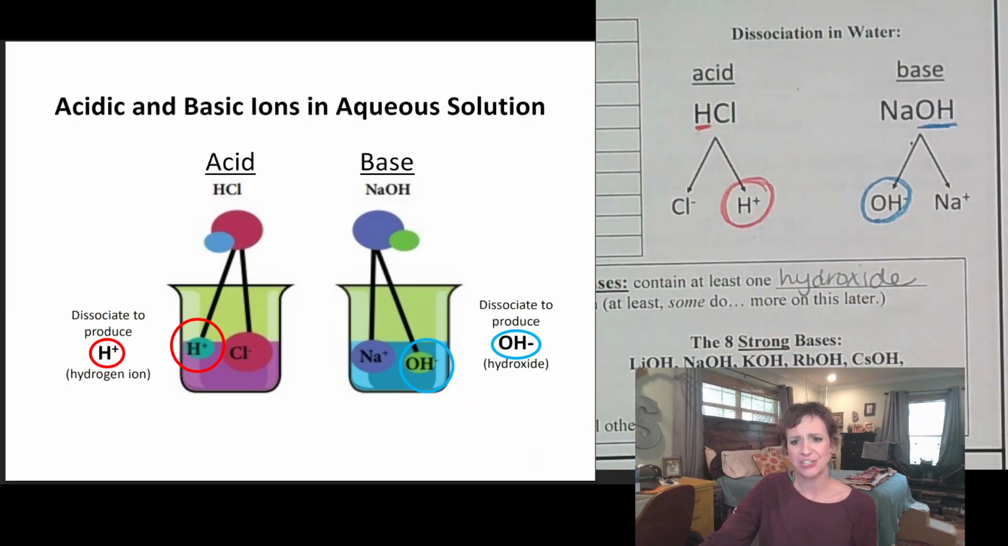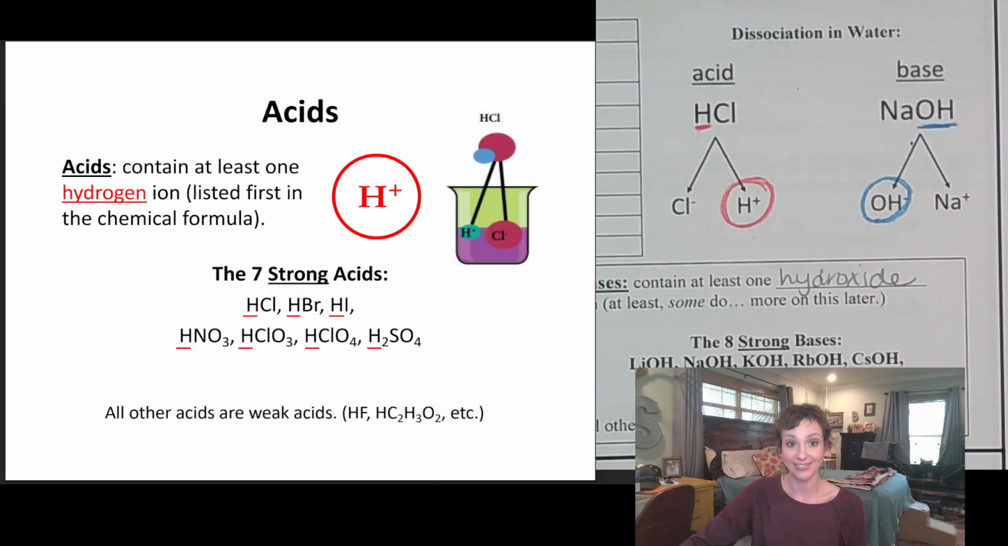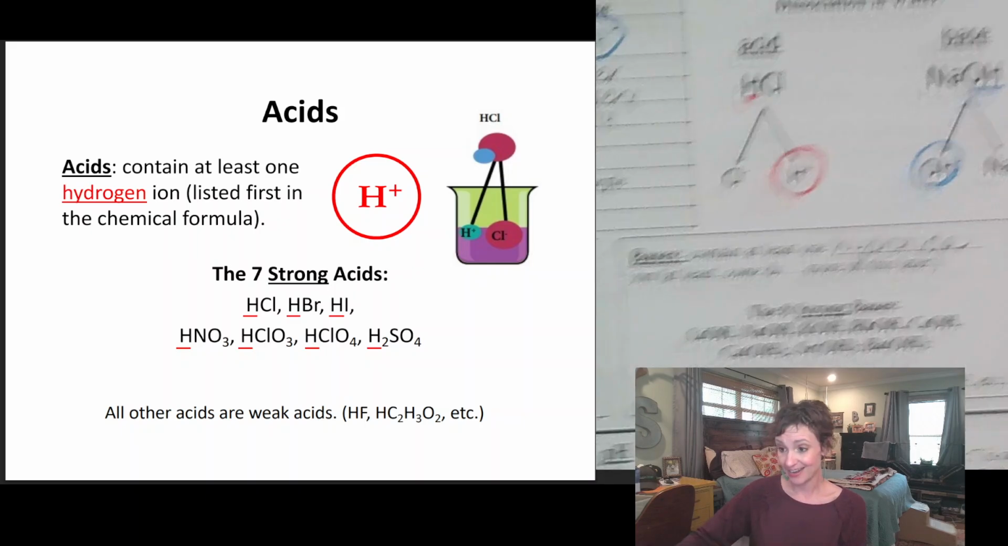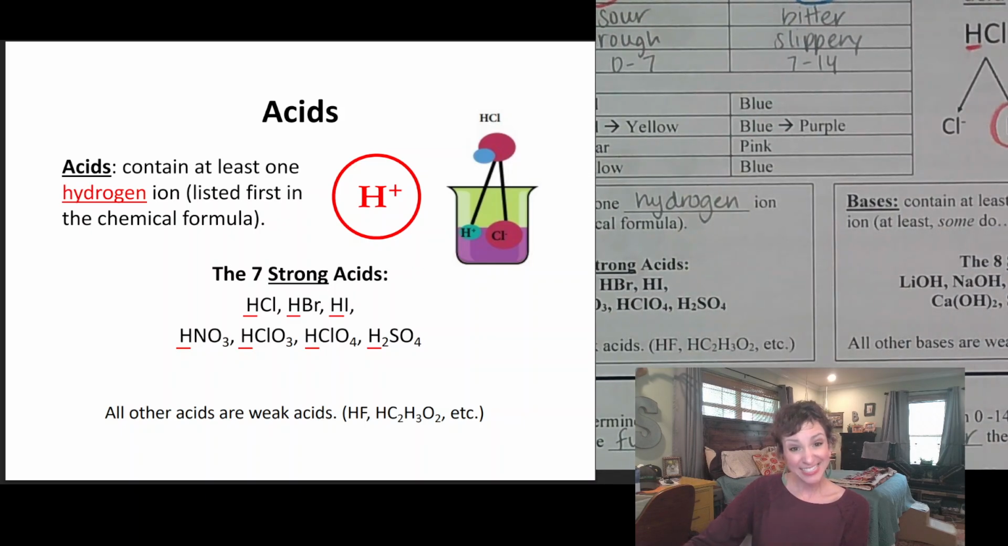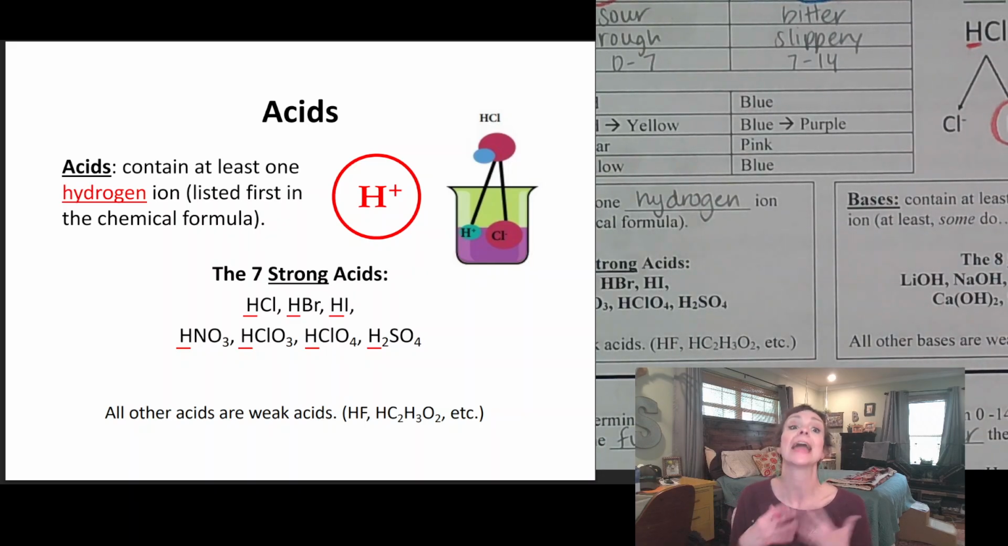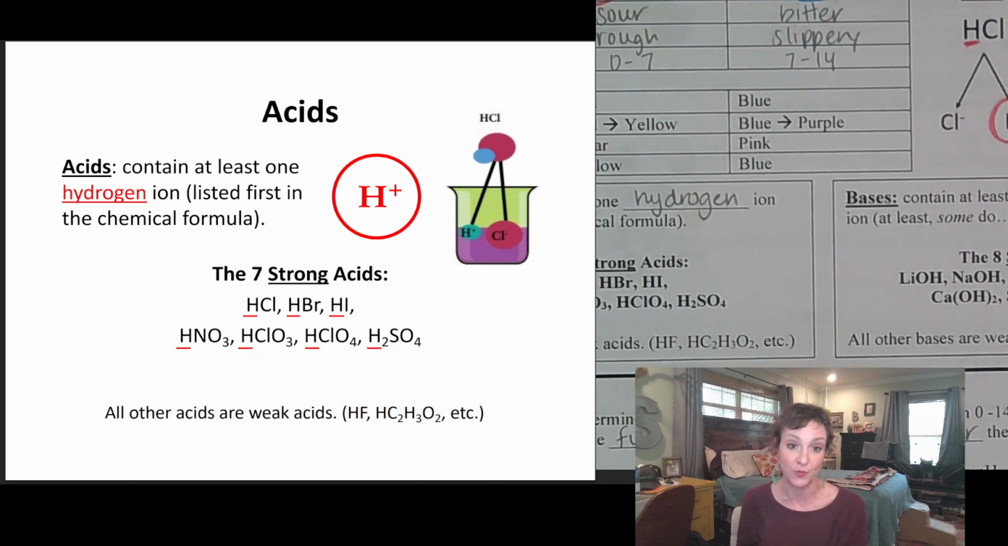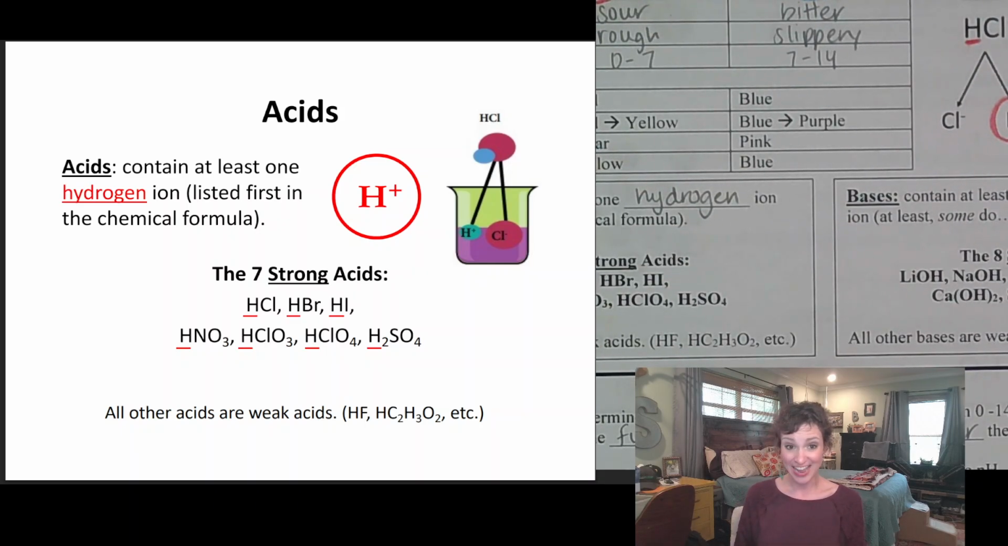Okay, so going back to our slides here, I want to talk about acids, okay? We're going to unpack acids a little bit more. Acids, hopefully we're looking at, on my picture here, contain the hydrogen ion, at least one hydrogen ion, and it is typically listed first in the chemical formula.